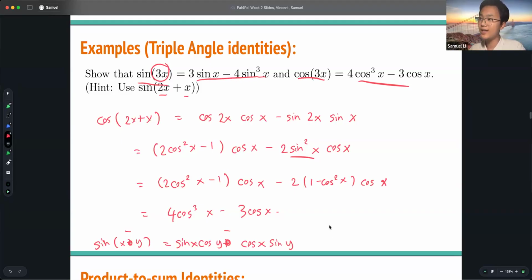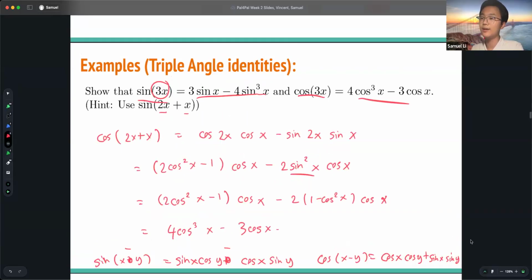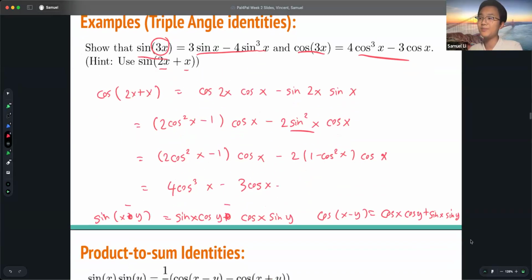But then the trigonometric functions within would be the same. So cosine of x minus y would change the sign. So this would be a plus, and it would be cosine x cosine y plus sine x sine y. So that's just a nice mnemonic trick in case you get confused about these trigonometric identities, because there is a lot and it's easy to get messed up. So yeah, sine keeps the sign.